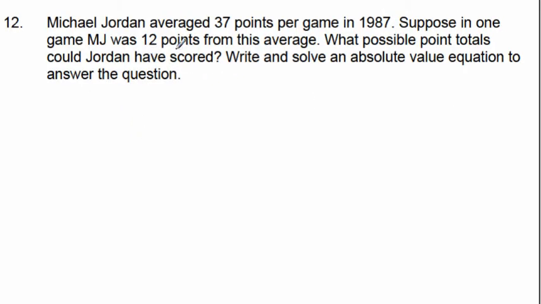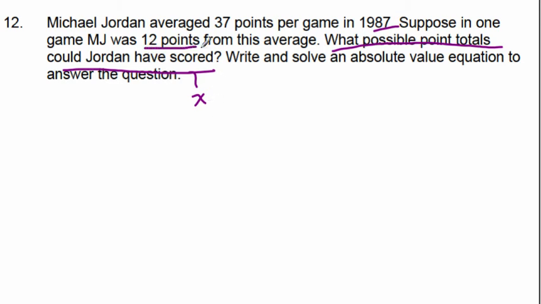Okay, so here's Michael Jordan averaging 37 points per game in 87. True story. Suppose in one game he was 12 points from the average, but we don't know if it was above or below. What possible point totals could Jordan have scored? All right, so that's the question. So I'm going to underline that question there. What possible point totals could Jordan have scored? We're going to call that x. It's usually x when they're asking a question.